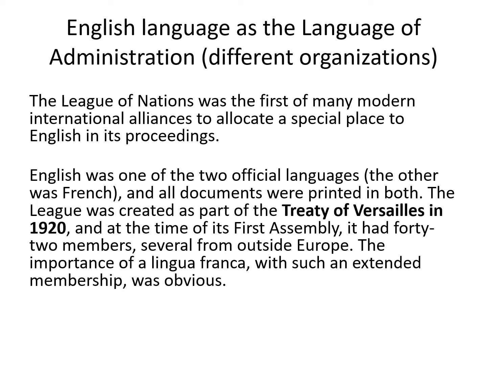The League was created as part of the Treaty of Versailles in 1920, and at the time of its first assembly, it had 42 members, several from outside Europe, and the importance of a lingua franca with such an extending membership was obvious. There were 42 countries and 42 different language speakers. So how could they communicate with one another? The best solution at that time was to adopt this language as a means of communication.